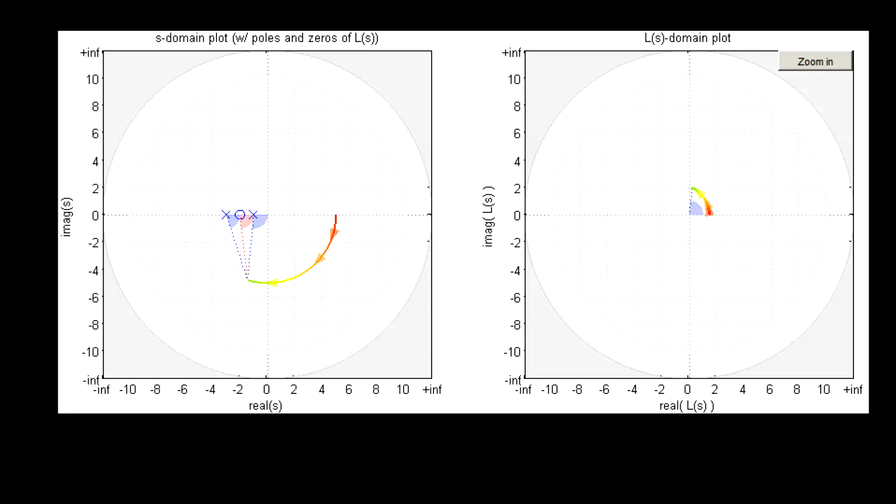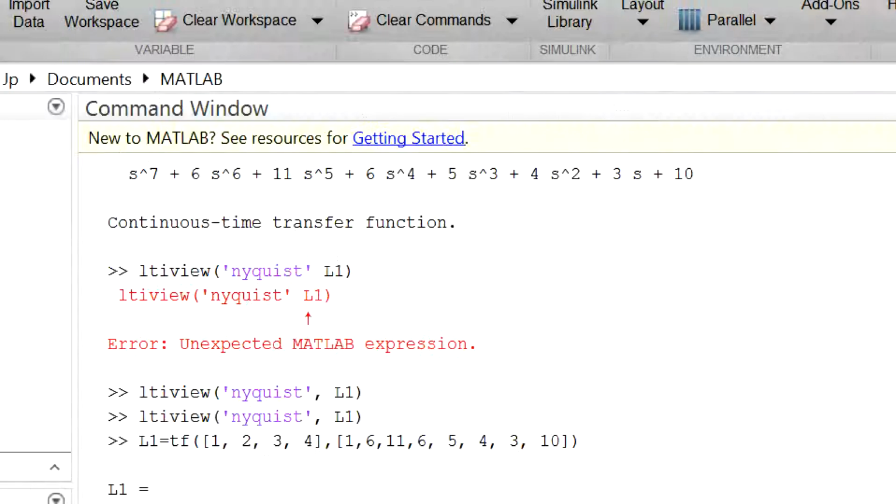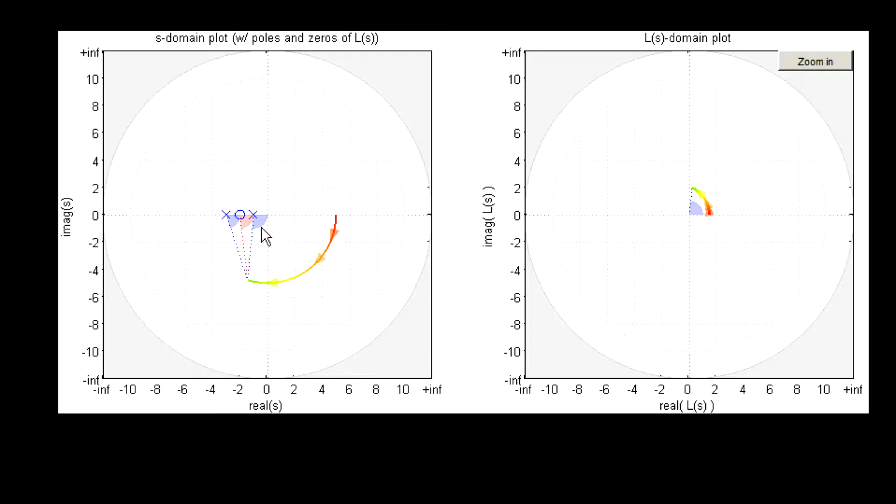As the path in S traverses a circle, the angles to the zeros in L of S are shown in pink, and the angles to the poles are shown in blue. The angle between the origin and L of S on the right-hand side is simply the sum of the angles to the zeros, the pink arcs on.